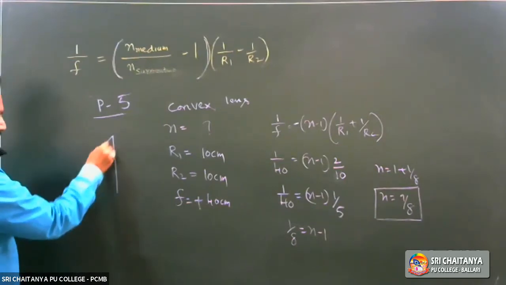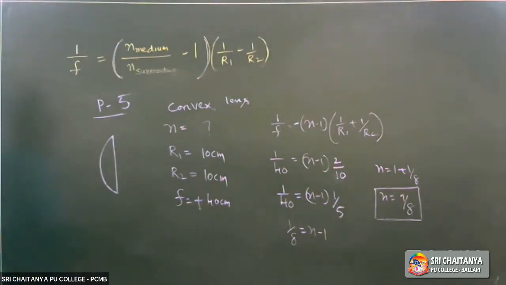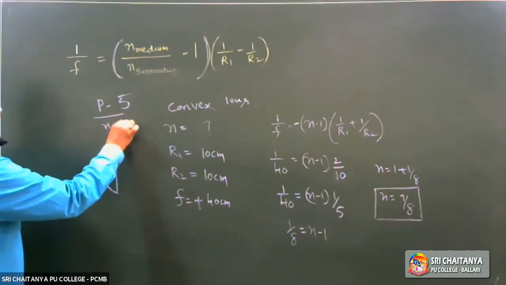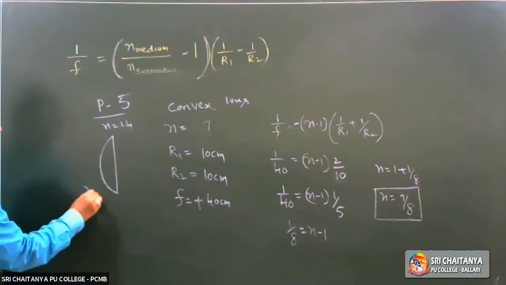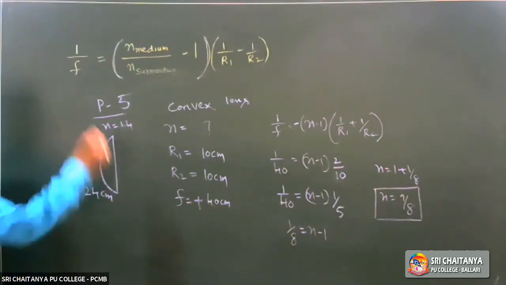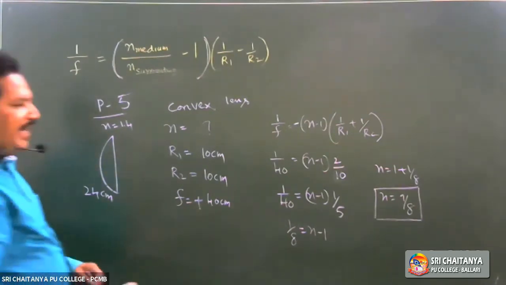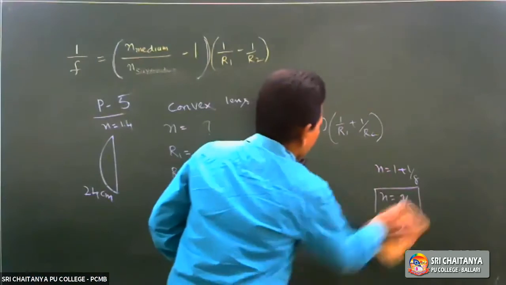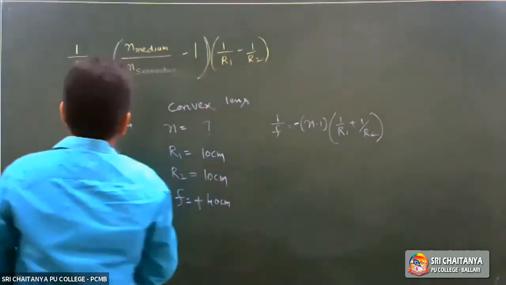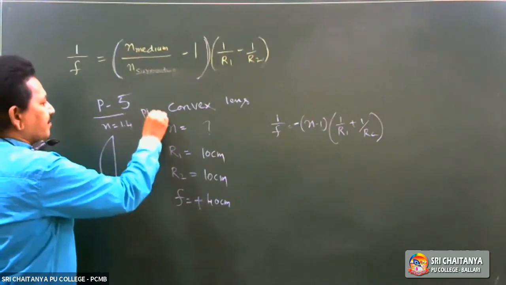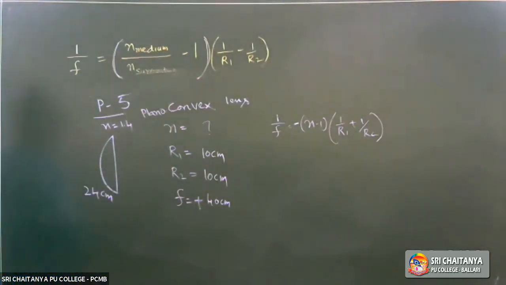Plano-convex lens. Refractive index 1.4. Radius of curvature 24 centimeters. You are asked to find out the focal length of the plano-convex lens. Plano-convex lens means one of the surfaces is a plane surface. The second surface is the plane surface.